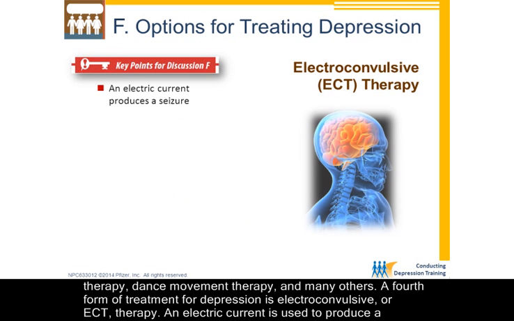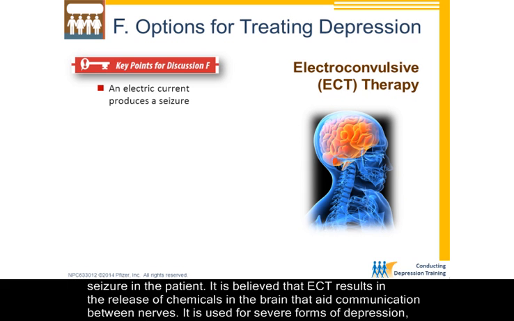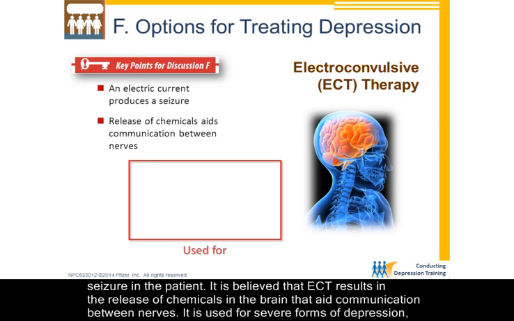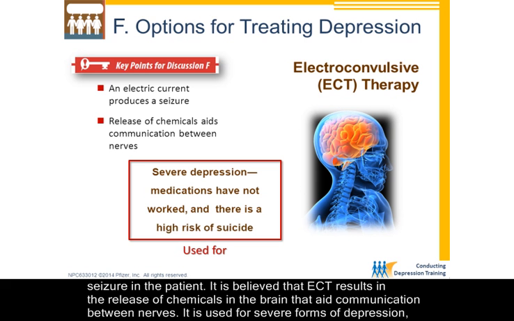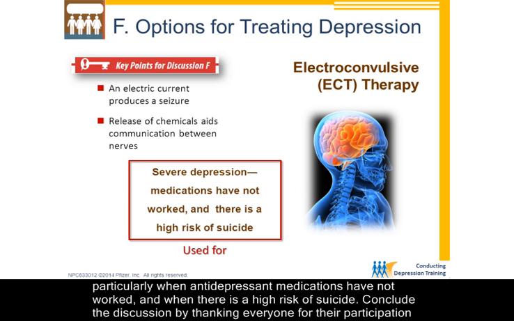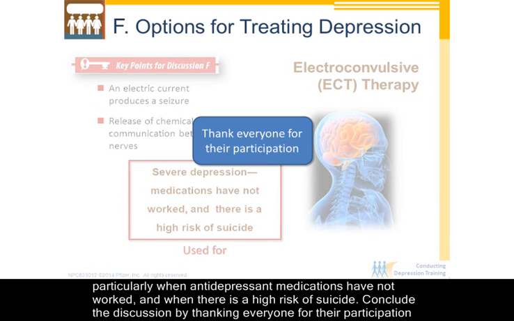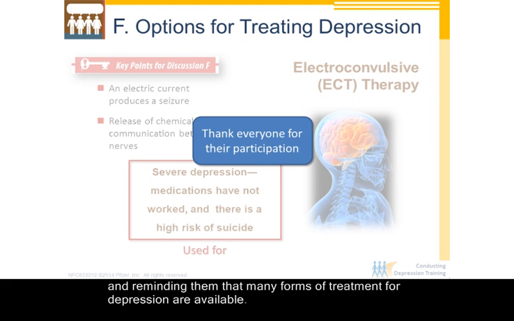An electric current is used to produce a seizure in the patient. It is believed that ECT results in the release of chemicals in the brain that aid communication between nerves. It's used for severe forms of depression, particularly when antidepressant medications have not worked and when there is a high risk of suicide. Conclude the discussion by thanking everyone for their participation and reminding them that many forms of treatment for depression are available.